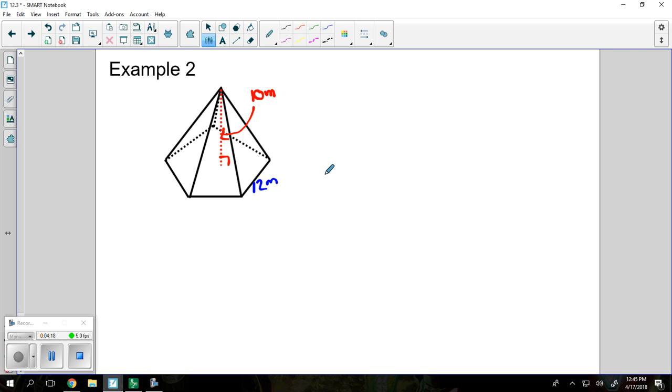Next one, stepping up the difficulty slightly. Like we said at the beginning, pyramids can have any polygon imaginable for their base. So we're not going to get too complicated, but it doesn't have to just be triangles or squares. It can be, in this case, if you count sides, there are 1, 2, 3, 4, 5. So we would call this a pentagonal pyramid.